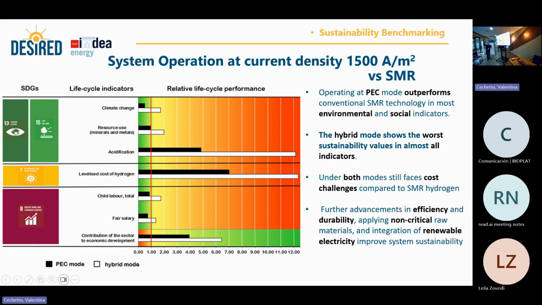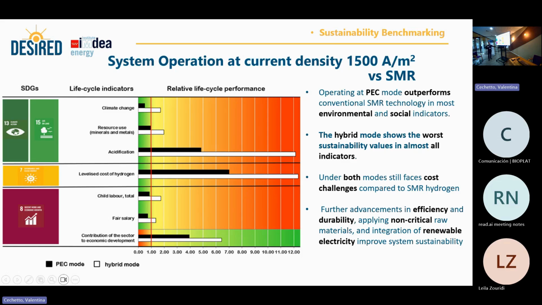higher current density, that is something for the future, in the PEC mode is showing less environmental and social impacts compared to the steam methane reforming hydrogen. But for the hybrid mode, the indicators are always higher than this conventional technology. But still, we have a challenge. The challenge here is the cost of the hydrogen, the economic indicator.